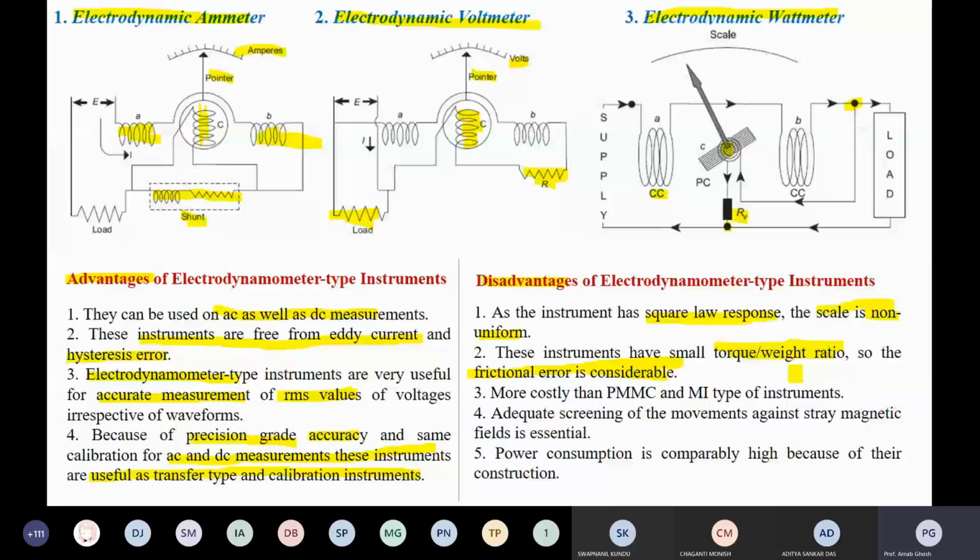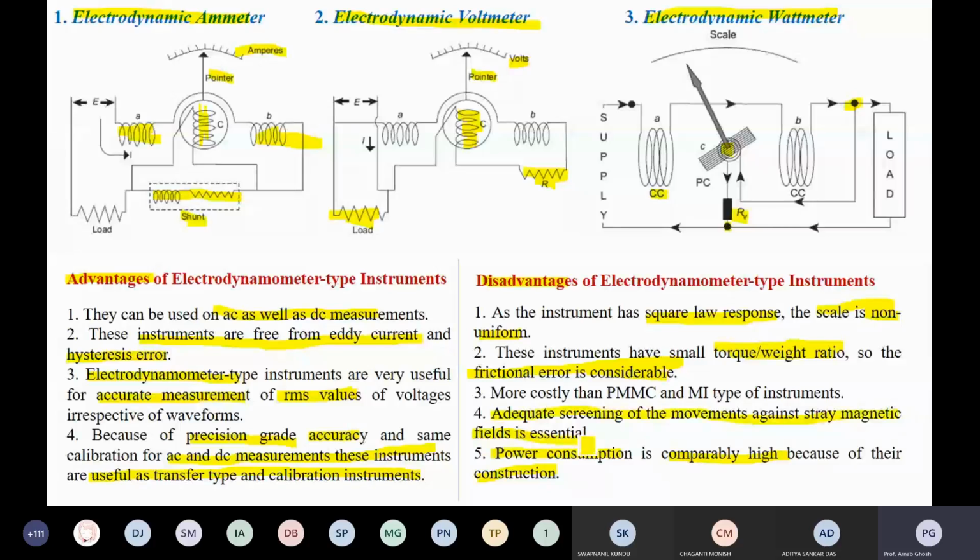It is definitely a more sophisticated instrument. Adequate screening of the instrument against stray magnetic field is essential. The power consumption is comparatively high because of their construction. The construction is quite bulky and huge, that's why power consumption is high in the electrodynamic type instrument.